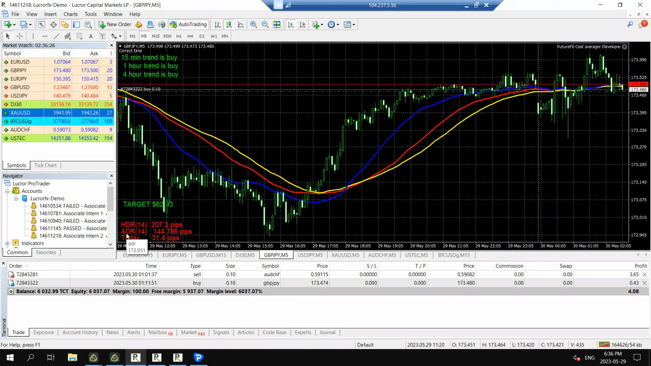But what I've added here is an ADR calculation. So ADR is average daily range, and you can set for how many days. The average daily range, the range between the highest every day and the lowest every day, has averaged on pound yen 144 pips over the last 14 days. The highest daily range over those 14 days has been 207 pips. And so far today, the range has been 31 pips.